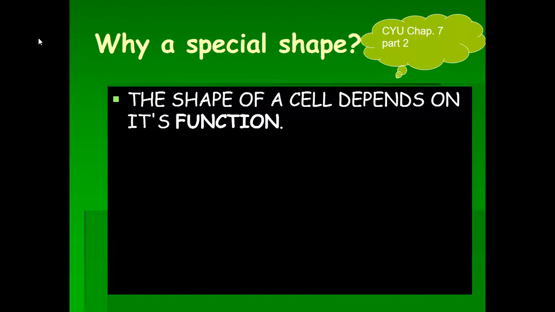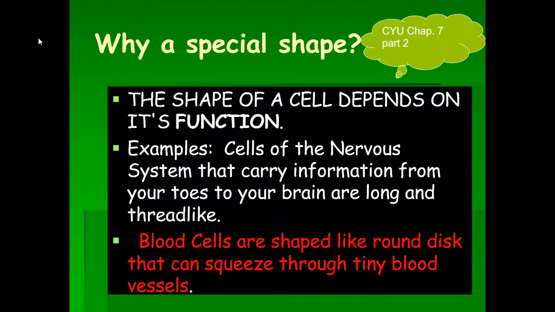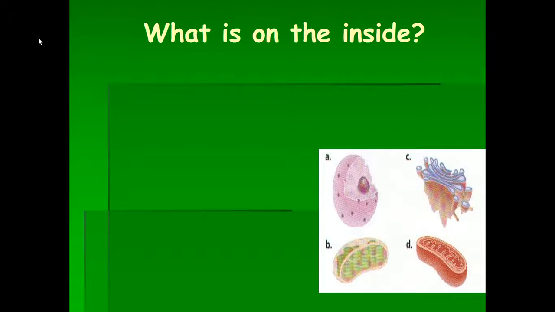Why a specific shape? The shape depends on function. You need to know cells have a specific shape because they have a specific function. Examples: cells of the nervous system carry information from your toes to your brain and are long and thread-like. Blood cells are shaped like round discs so that they can squeeze through tiny blood vessels.